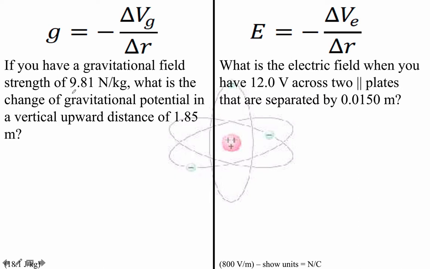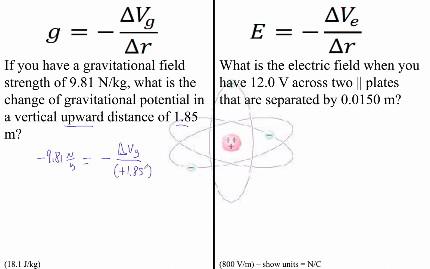So let's look at this one. You have a gravitational field strength of 9.81 newtons per kilogram. Well, that's going to be down, won't that be negative? So we go negative 9.81 newtons per kilogram because it's down. That equals negative the change in potential over, and then don't we go upward 1.85 meters, so that's positive 1.85, right?